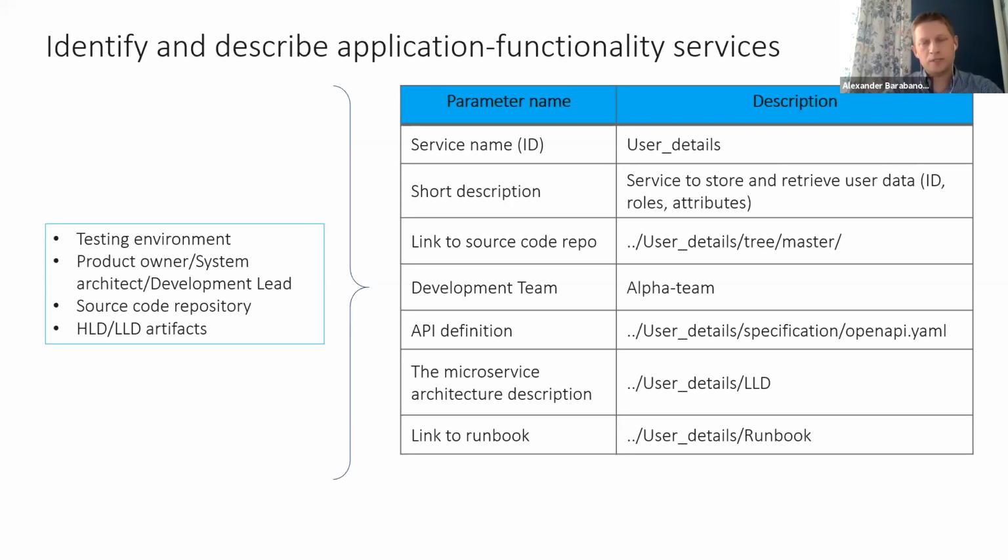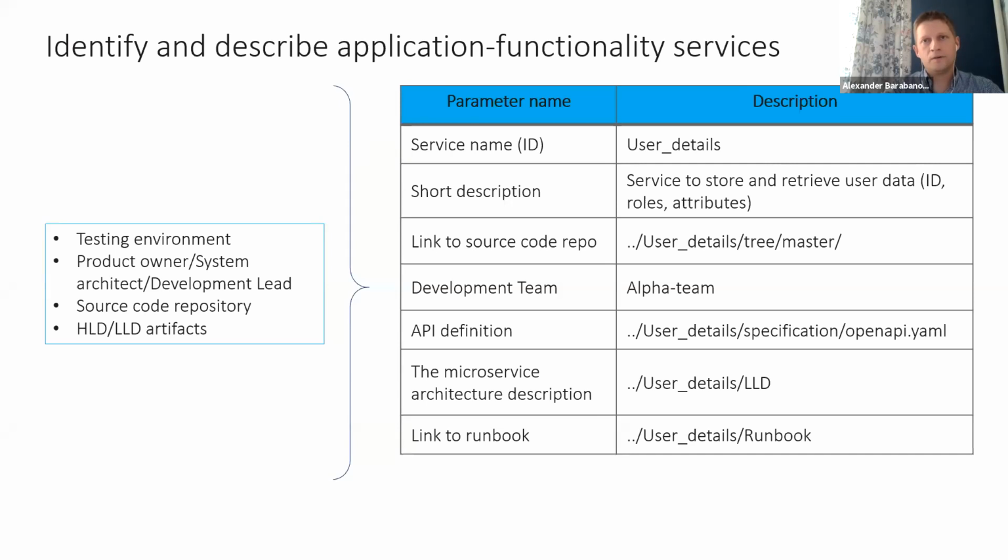If a microservice exposes some external interfaces and those interfaces have some kind of specification, like a Swagger specification or OpenAPI specification, you should also put it on the table. You may also collect some additional information, like a link to a runbook or some internal structure or low-level design. It is not necessary, but it may help you.